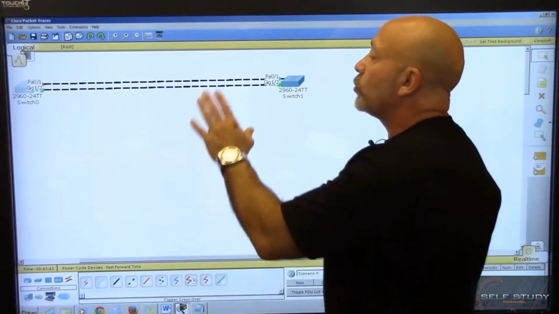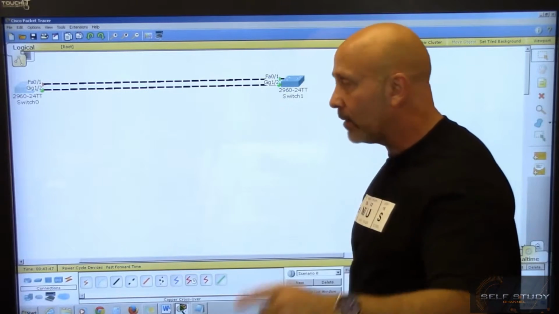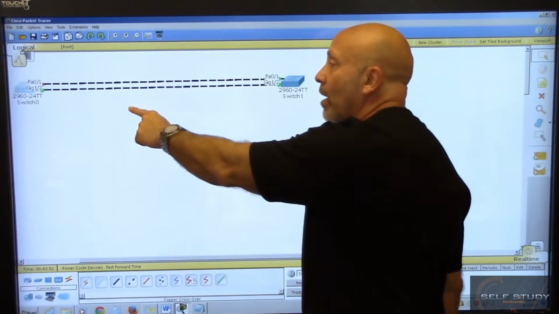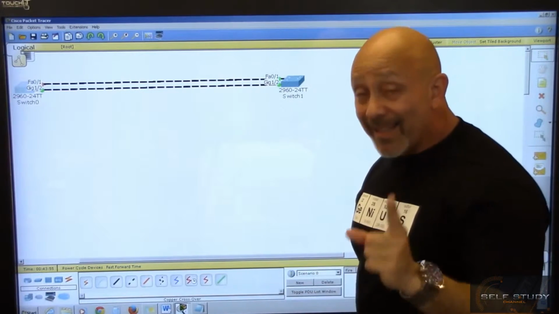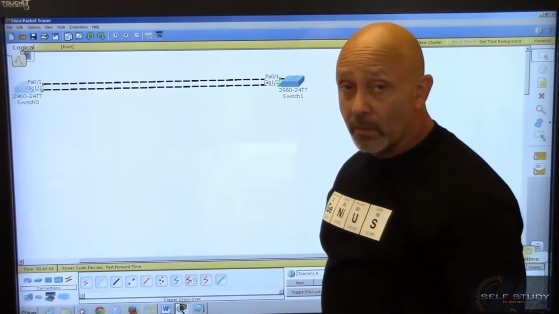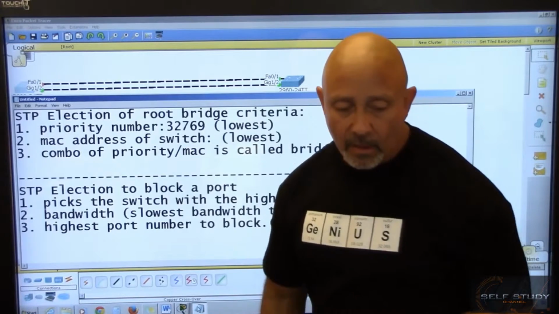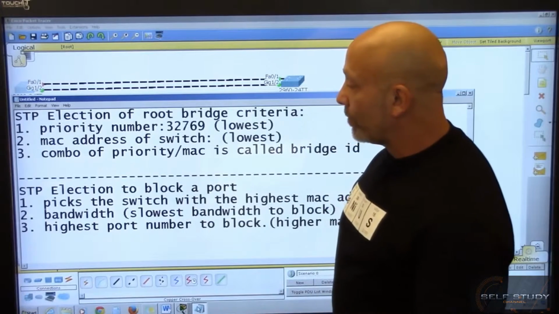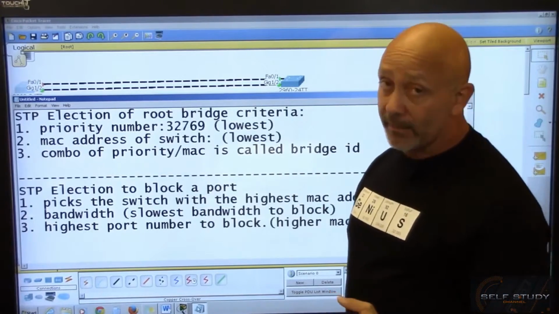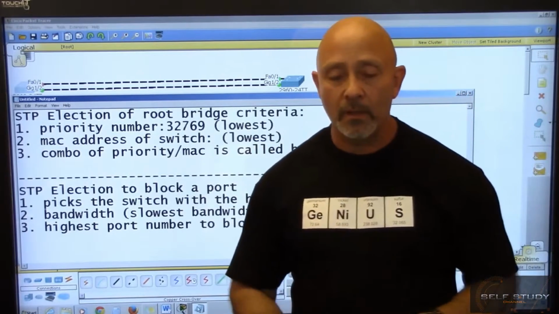All right? But so you can see the election process. Again, you're taking a certification exam. Keep that in mind. So again, the election process, this is what happens. But you see that now the higher port number actually didn't get blocked because it had a faster bandwidth. So it used that particular criteria that we have written down here. The second one is going to block the slowest bandwidth. And it did. It blocked the Fast Ethernet, not the gigabit. So that is the election process of spanning tree.